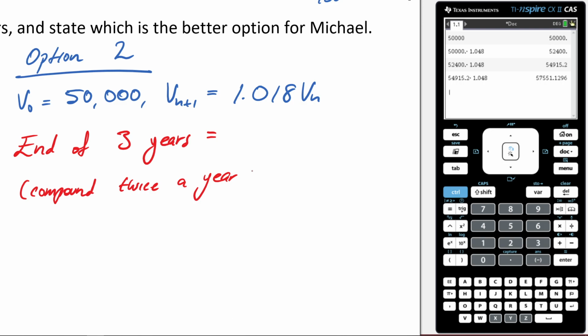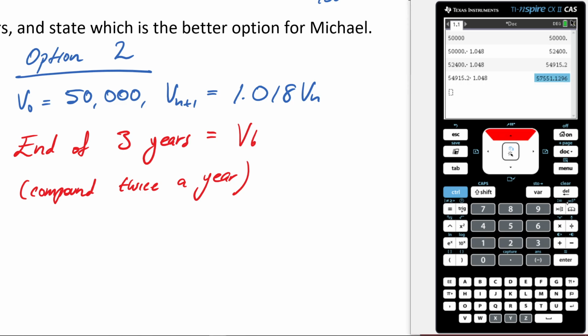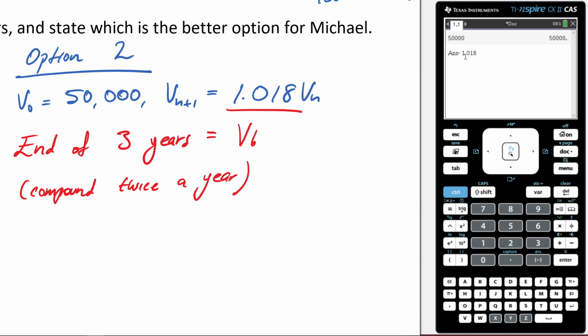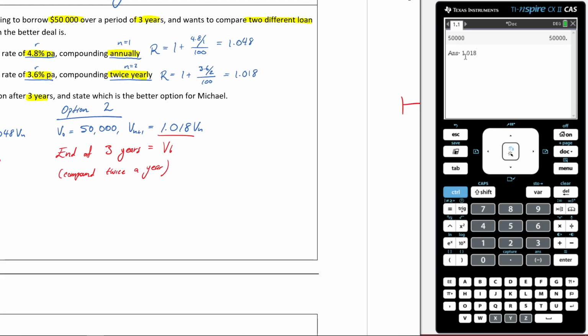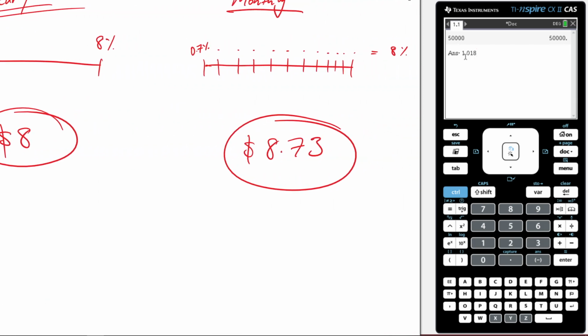If I'm compounding twice a year, how many iterations will 3 years be? Does that make sense what I'm saying? If I'm at the end of 3 years, if I'm compounding twice a year, how many iterations will 3 years be? It's going to end up being V6. Let's talk about why that's the case. Let's clear this. You're starting off with $50,000. I'm going to be timesing that by 1.018. And remember, this 1.018, that is occurring twice a year. Let's just take a pause for a moment and make sure you're really understanding what I'm saying. Don't write this down because it will get a little bit messy.